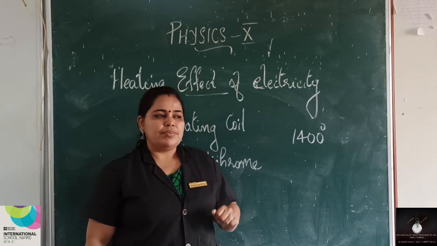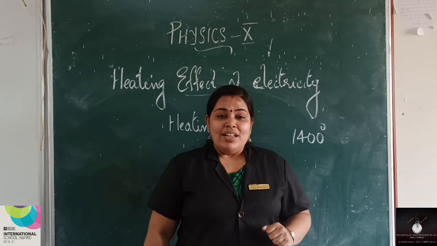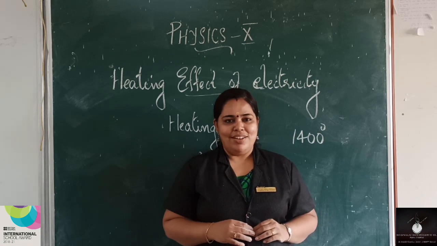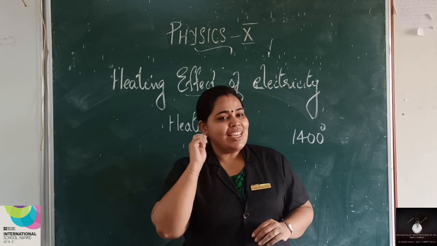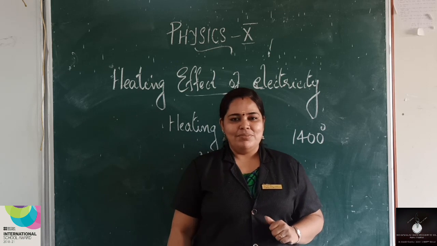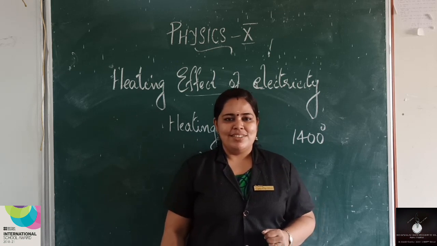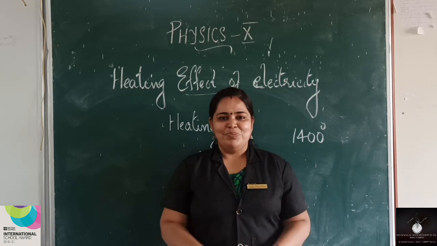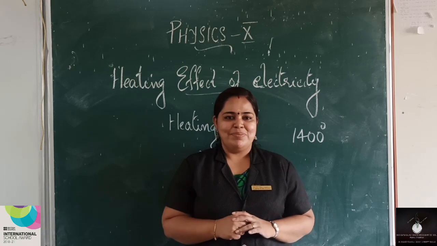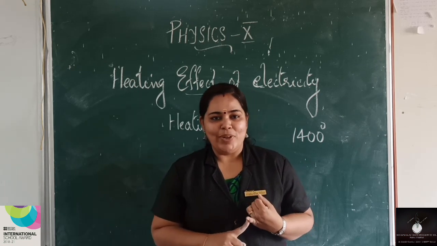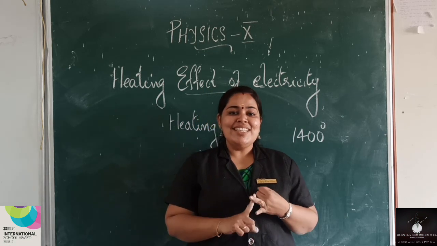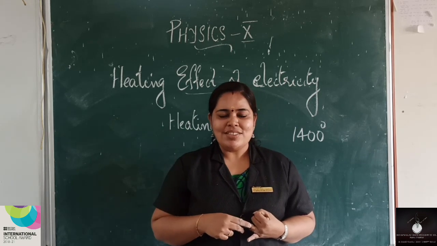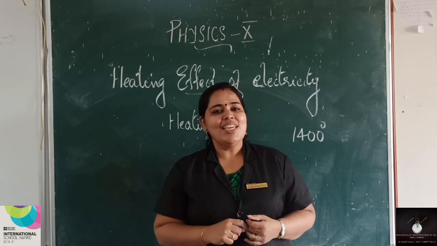Is it clear? Okay. Now, there are some devices in which there is no heating coil, but they make use of the heating effect of electric current. Can you guess such devices? The heating effect of electric current is used, but there is no heating coil. They will be there in your houses. One is the microwave oven. Next is the induction cooker. Can you see the heating coil in those devices? No, but they use the heating effect.